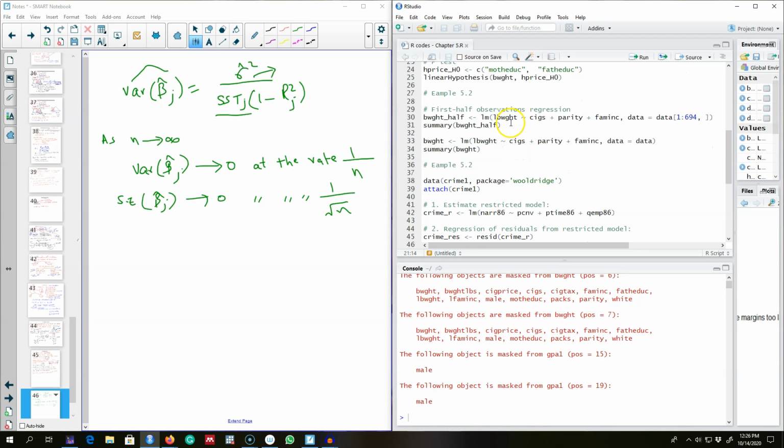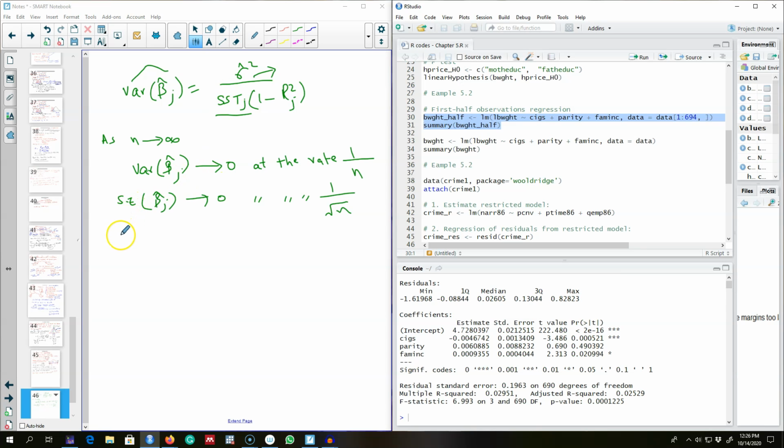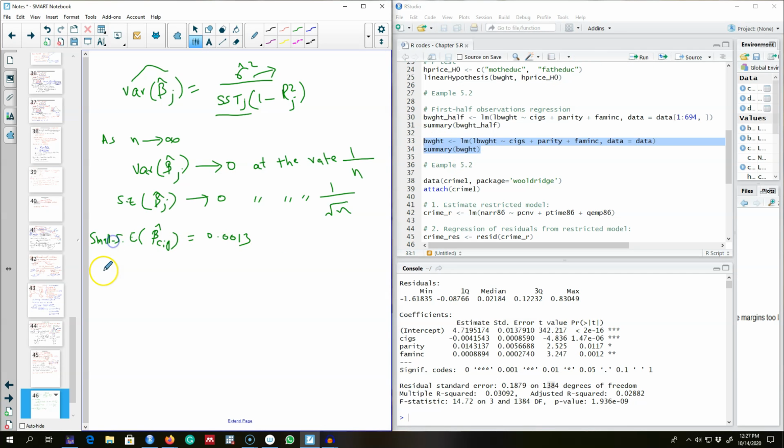So the first thing I'm going to do is split my sample and regress birth weight only on the first half of the observations. Doing this, my standard error of cigarettes is 0.0013. Next, I'm going to regress birth weight on the whole sample. So let's call this small, and our large sample is giving us a standard error of cigarettes of 0.00086. So we can calculate the ratio between these two, and this ratio is approximately 0.662 or 66.2%.